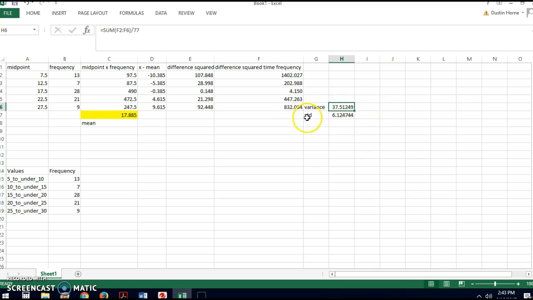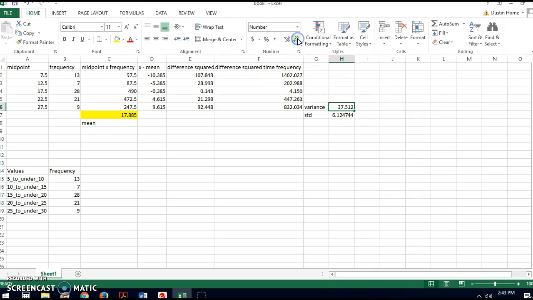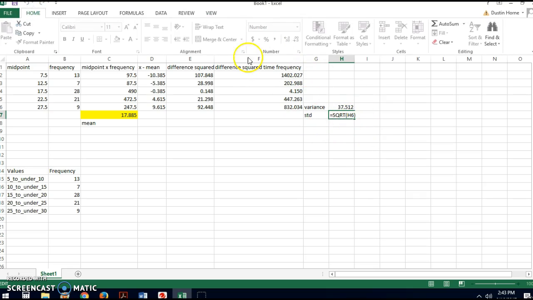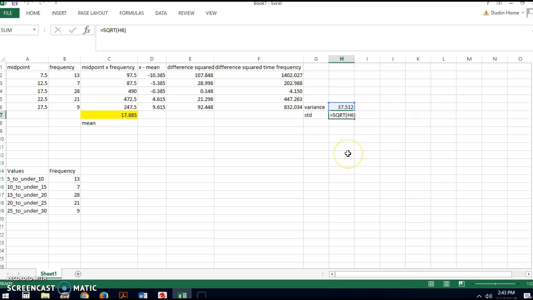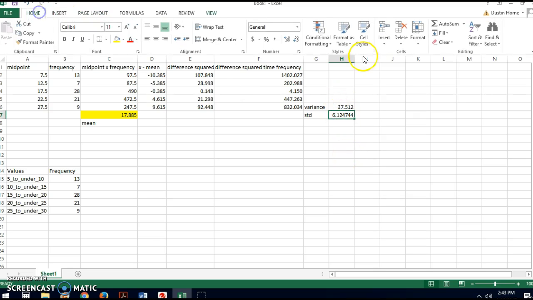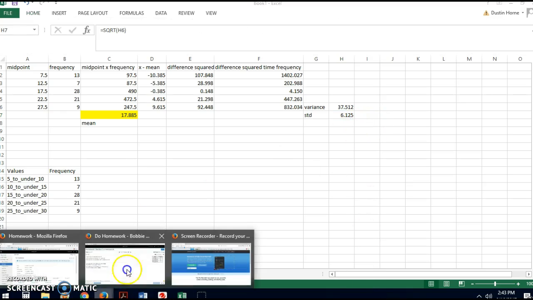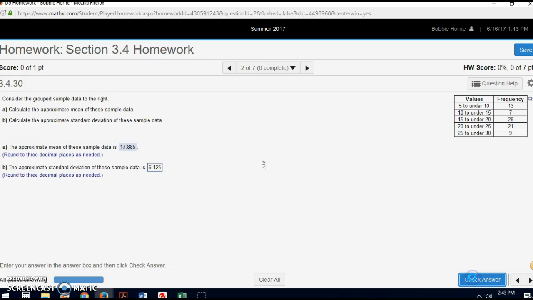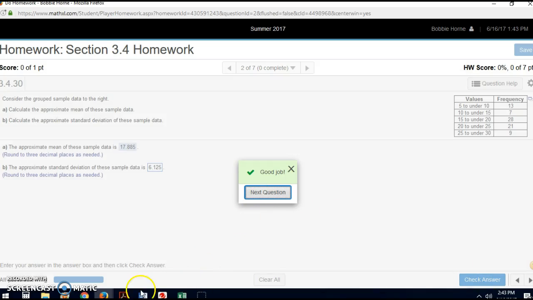So, first of all, I need to go back and fix this. We want the variance to be 3 decimal places. Now we want to take the square root of H6, but we want to take the square root of the variance, but we want this number to be 3 decimal places. So the standard deviation is 6.125. Okay, and that is correct.